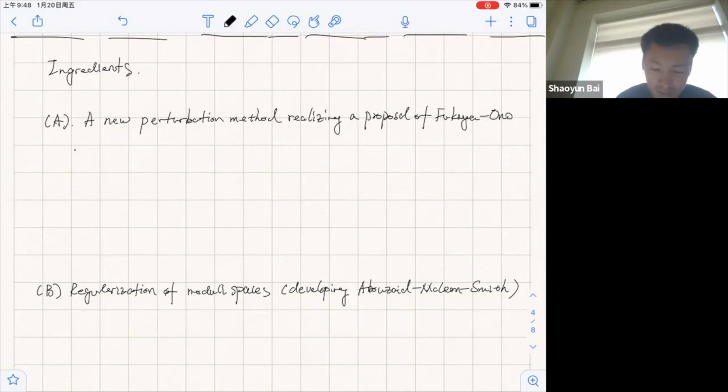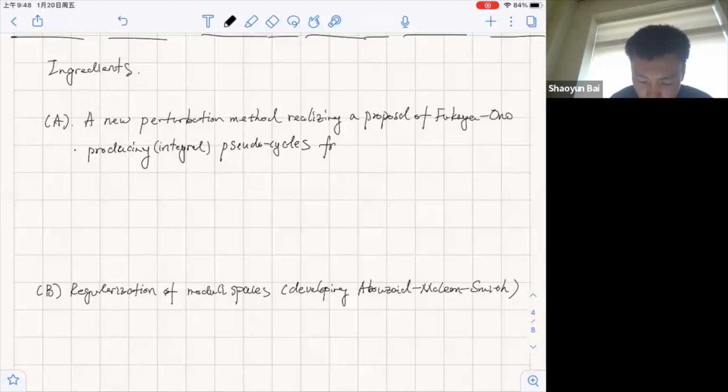So let me write something more concrete here. For the first part, it's about producing integral pseudo-cycles. I think by definition, pseudo-cycles would provide you with integral moduli classes, so I put integral here to emphasize that. I'm going to write some big words here, and I will try to explain them later: from normally complex derived orbifolds.